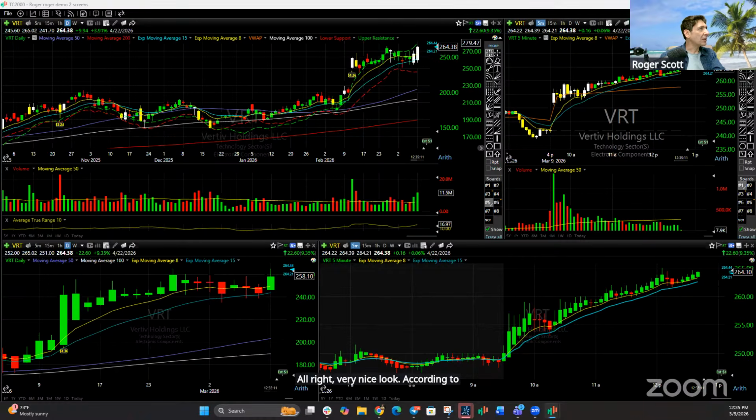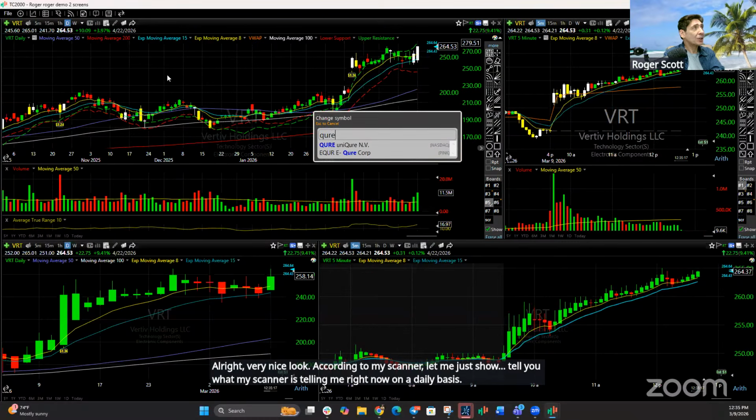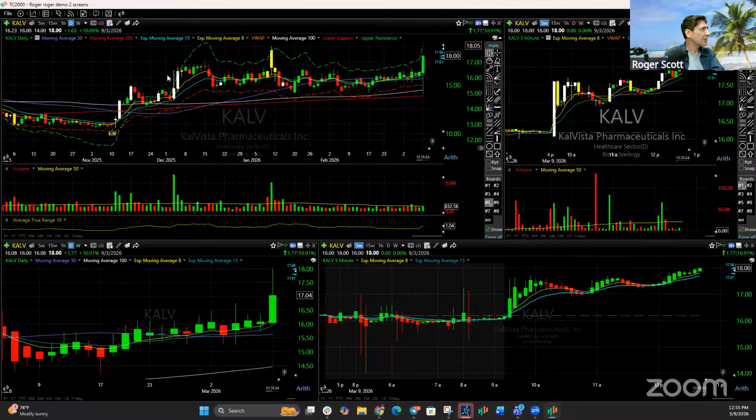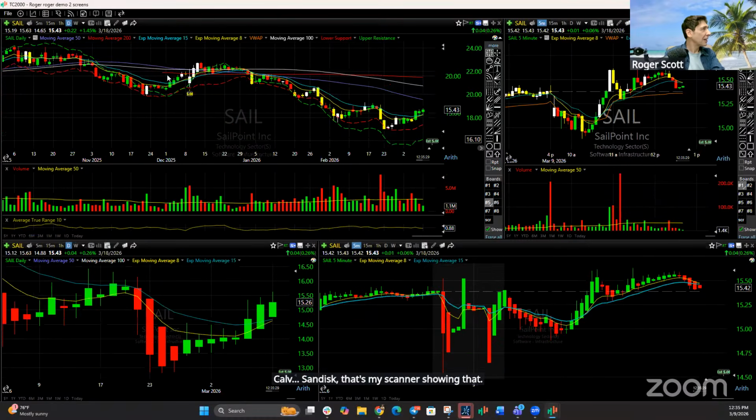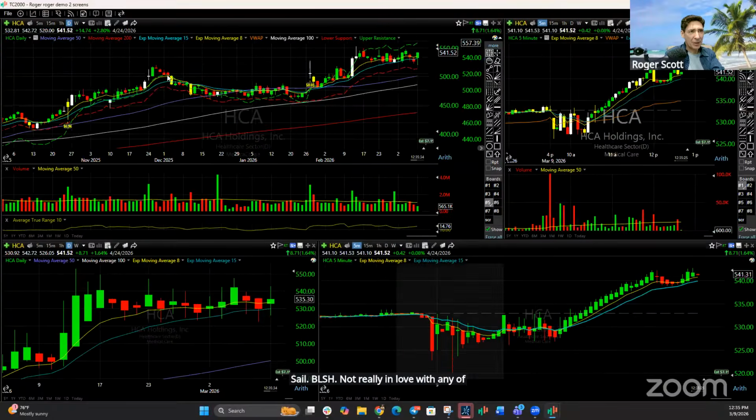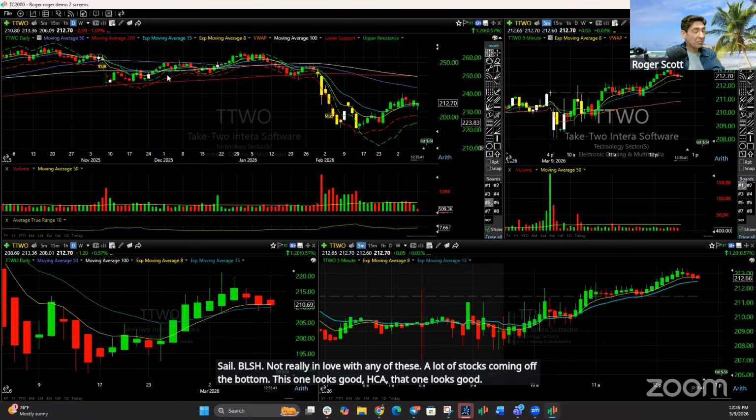According to my scanner, let me just tell you what my scanner is telling me right now on a daily basis. I have not screened these, okay? So just FYI. CALV, SanDisk, that's my scanner showing that. SALE, BLSH. Not really in love with any of these. A lot of stocks coming off the bottom. This one looks good. HCA, that one looks good. And that's about it.